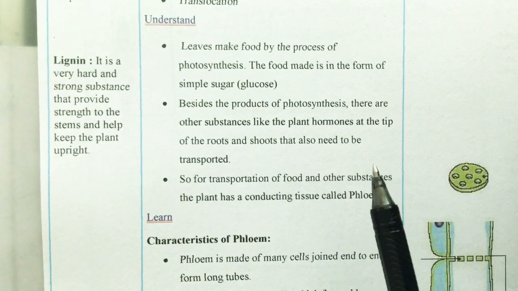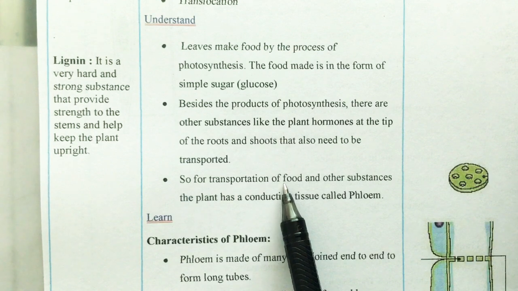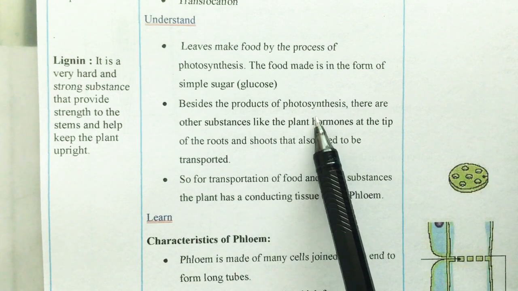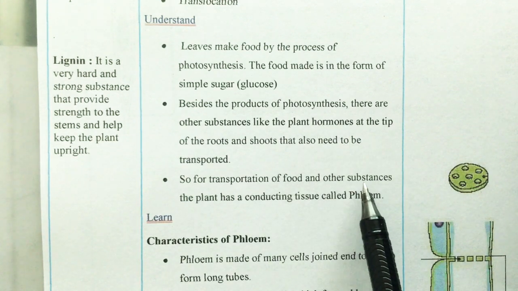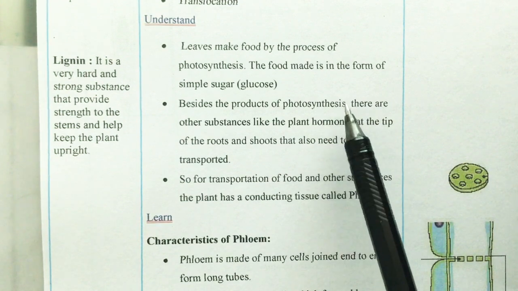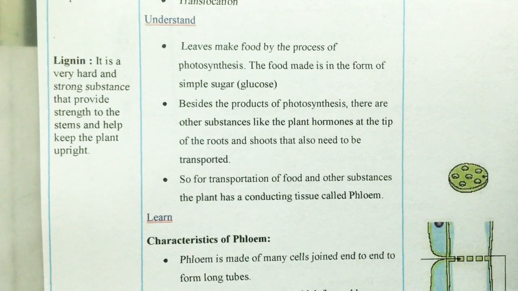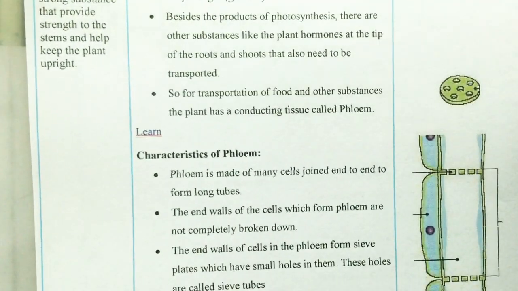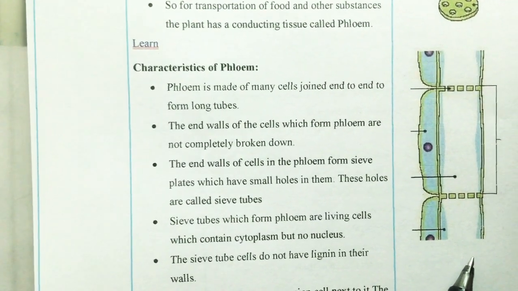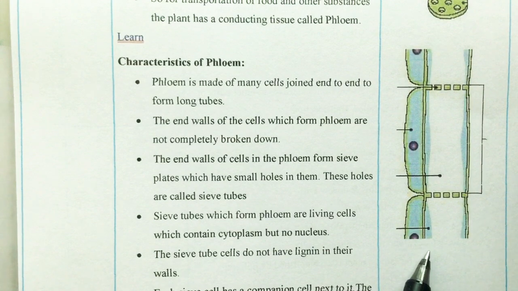So, there are two things which actually need to be transported. One is the food that is prepared by the process of photosynthesis, and the other is the plant hormones. Of course, there are other substances also, but mainly these are the two ones which you have to remember. Now, under this, what you have to learn is, let us see the characteristics of the phloem.